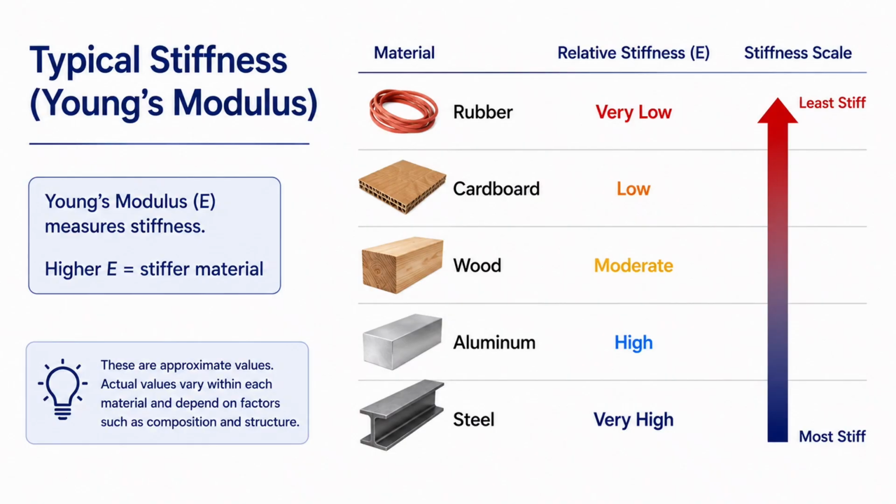Different materials have very different values of Young's modulus. Rubber has a very low value and stretches easily. Cardboard has a low value, while wood is moderately stiff. Aluminum is much stiffer and steel is stiffer still. The larger the Young's modulus, the more a material resists deformation under an applied force. These differences help engineers choose the right material for a particular application.